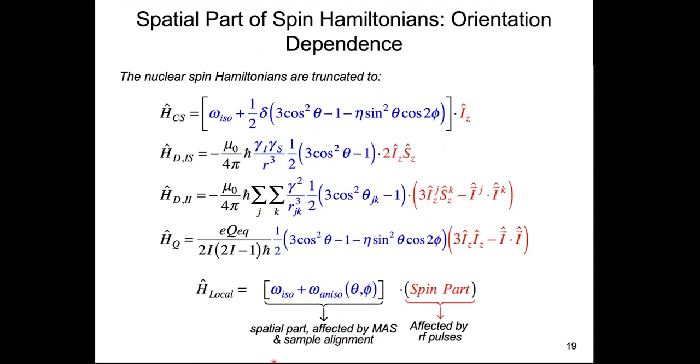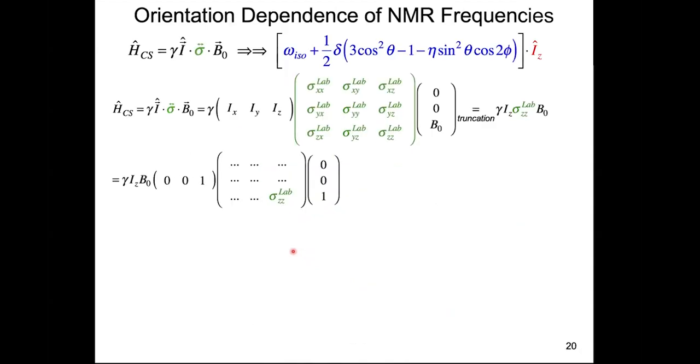The spatial part of the NMR Hamiltonians is what's affected by magic angle spinning and by sample alignment. And this is the part that contains the structural information that we're particularly interested in. So I would like to show how to derive such an expression, the truncated local field interaction, with this kind of orientation dependence, because this orientation dependence shows up all the time in solid state NMR.